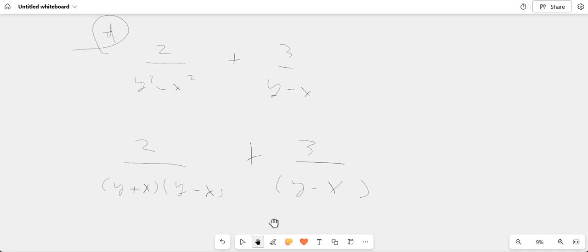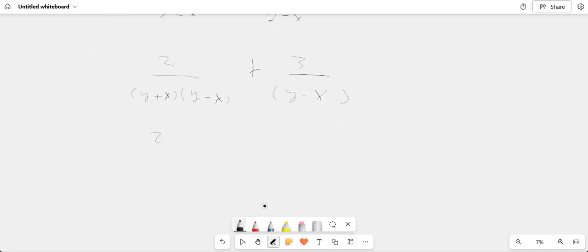So therefore, I'm going to have to times the right hand side by y plus x here. So again, 2 over y plus x and y minus x. And then times the top as well by y plus x. Cool. And now what you're going to get is, just combine it. So over y plus x, y minus x. And then on the top, combine it.